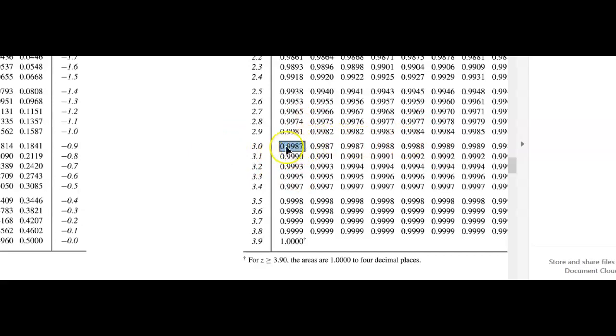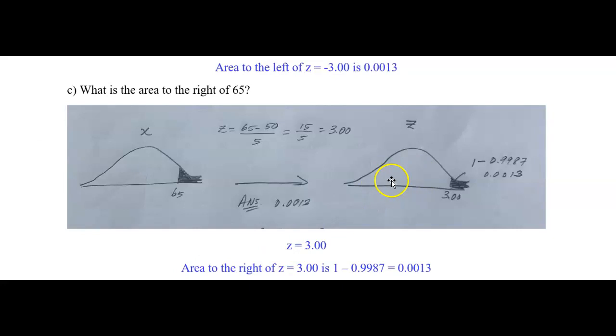Remember, the table always gives us the area on the left side, the unshaded area. We want the area on the right side. So it's 1 minus the area on the left side, which gives you 0.0013.